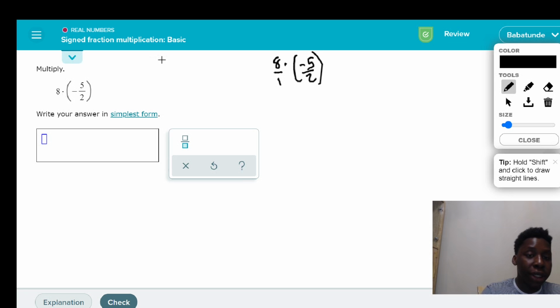If you see any number by itself, let's say like 1 million or 1 trillion, 1 trillion divided by 1 is always 1 trillion. Any number divided by 1 is always that same number. So in this case, we have 8, and we can write 8 as 8 divided by 1 to make it look like a fraction, so it doesn't confuse us in any way. So this is 8 over 1 times -5 over 2, right?